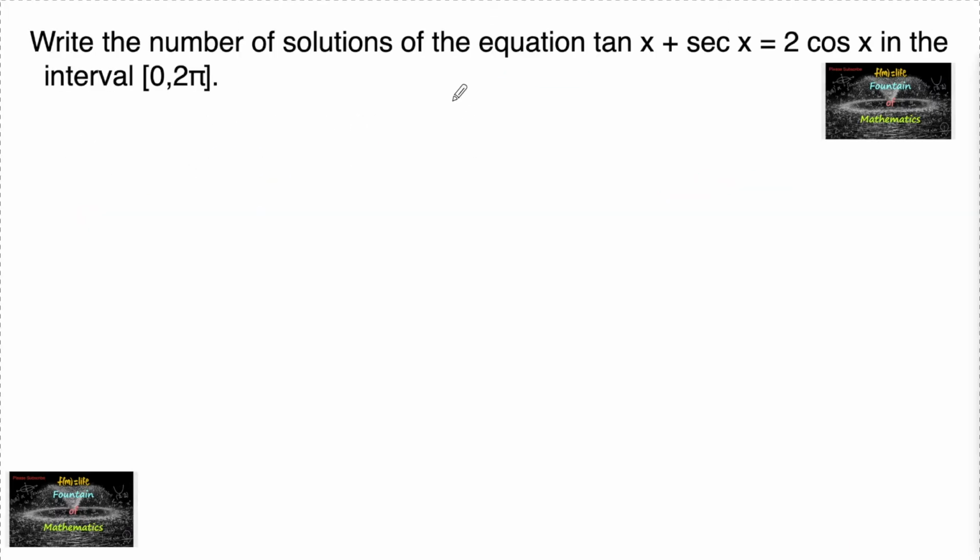Write the number of solutions of the equation tan x plus secant x is equal to 2 cos x.